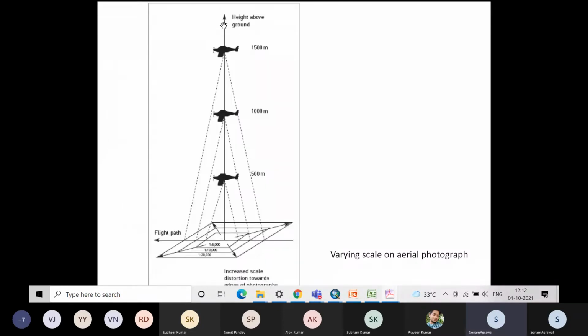As you decrease the height, you will find that less area will be covered, but with more detail. Like at 500 meters, only this small square will get captured. If you move to 1 kilometer, the middle square will get captured. If you move to 1.5 kilometers, the larger square will get captured. This is what the thing is with aerial photography.